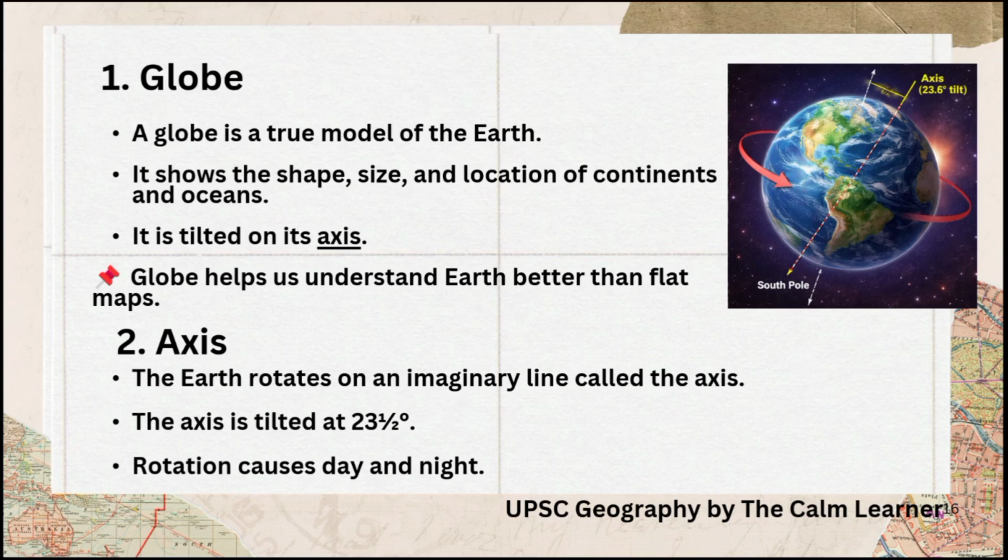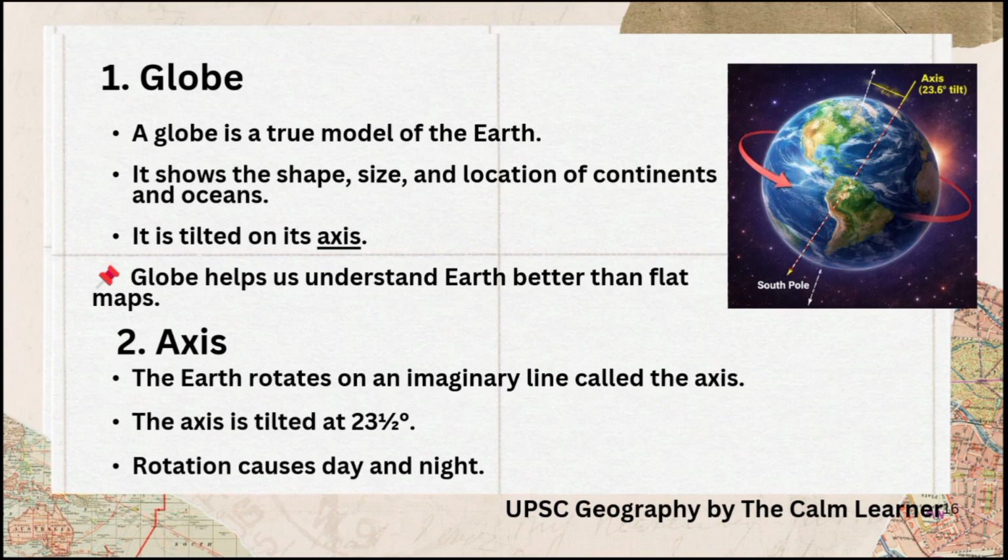Okay, now let us talk about the globe. Now, what exactly is a globe? A globe is a three-dimensional spherical model of the Earth. It shows the Earth in its true shape, unlike maps which are flat representations. On a globe, we can clearly see continents, oceans, countries, and imaginary lines drawn on the Earth's surface.